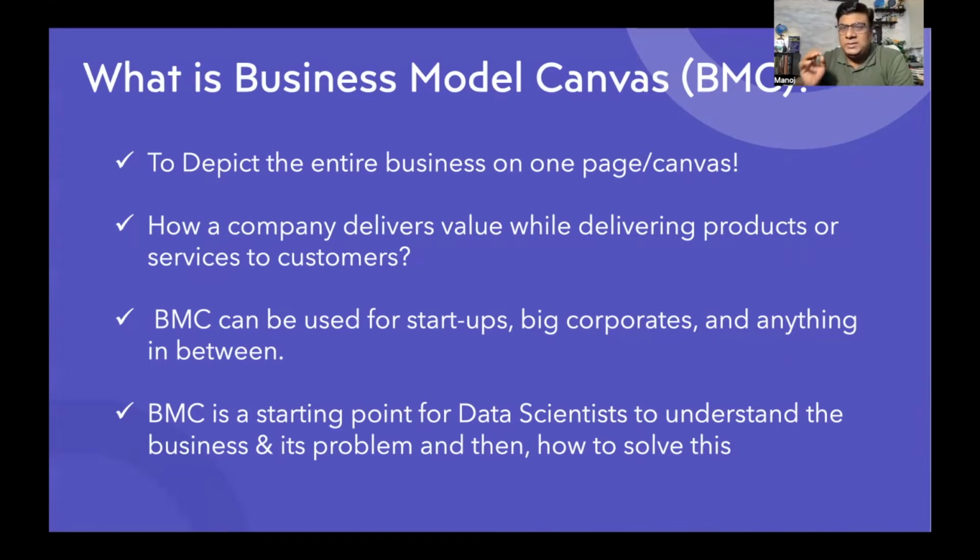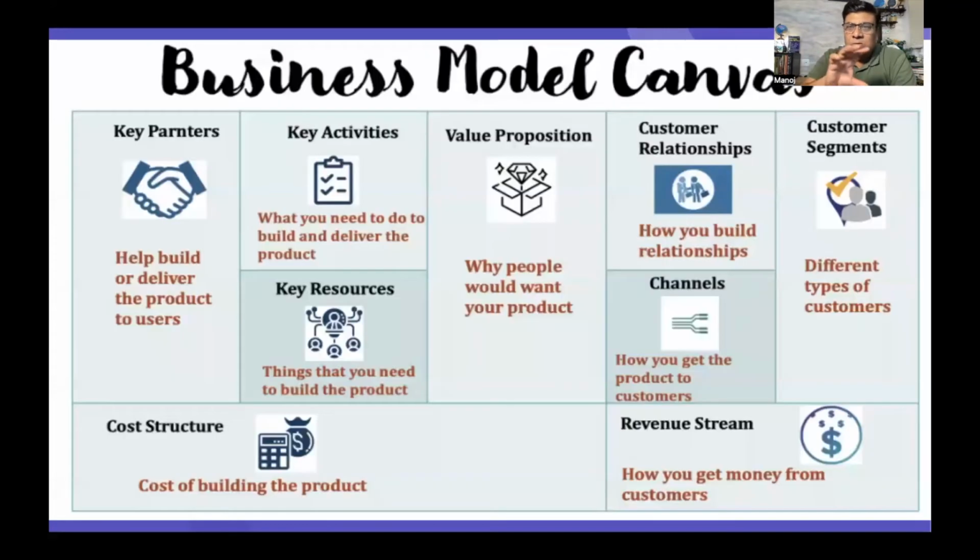So BMC is your starting point as a data scientist to understand the business and its problem, and after that, how to solve it. So let's understand in detail what this is all about. This one you are looking at provides your canvas, and here you can see there is a total of 9 quadrants altogether. These 9 quadrants capture all the key aspects of the business.